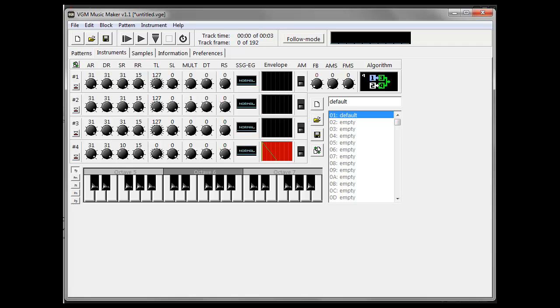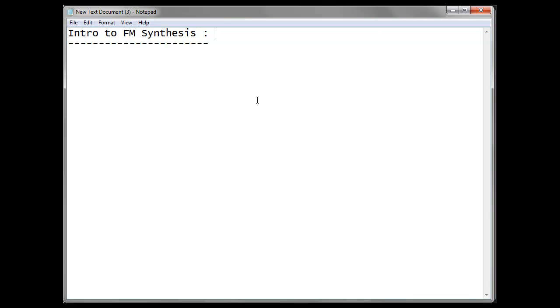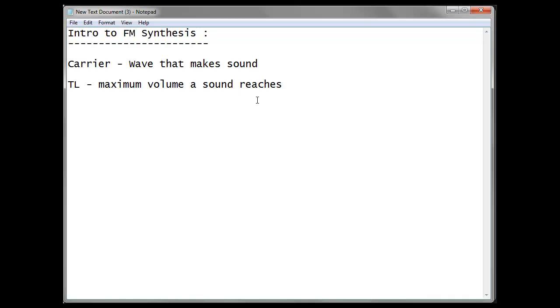Actually, let's just make a couple of quick notes. So this is our intro to FM synthesis. A wave that makes a sound is called a carrier. TL, or total level, is the maximum volume a sound reaches. AR, or attack rate, is how fast to the maximum volume. Sustain rate is how fast to silence.